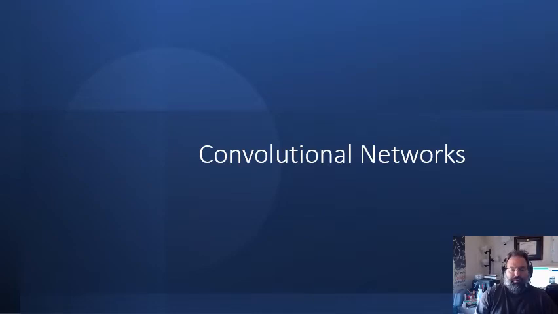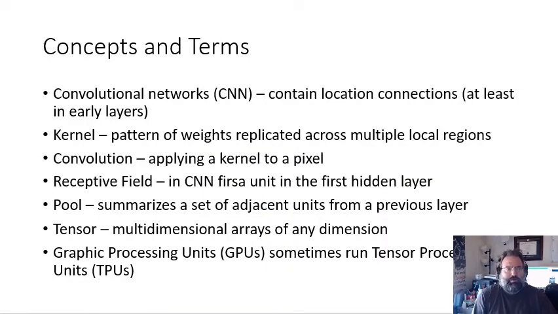Moving on to convolutional networks, and this is when neural networks really got interesting. So jumping again to concepts and terms, what is a convolutional network? And usually they go by CNN, convolutional neural network, right? And it contains the locations of connections, at least in early layers. So in early layers of the neural network, it at least knows where things are. There's this concept of a kernel, which is a pattern of weights replicated across multiple local regions. And a convolution is when you take a kernel and you apply it to a pixel. Receptive field in CNN is the first unit in the first hidden layer. So right after the input layer, the very first layer after that is a unit inside of that.